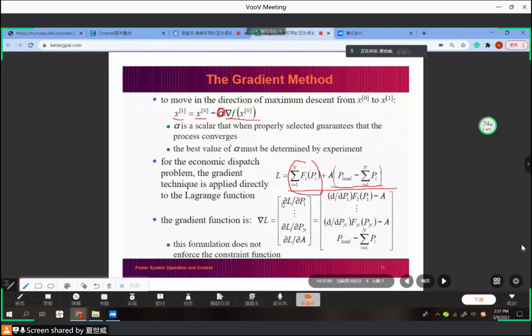And you calculate the first order derivative of L over P1, you will get df1 over dp1. This is for this term. For the second term, you calculate the first order derivative with respect to P1, you will get minus lambda. So this is for dL over dp1. Similarly, you will get dL over dp2. This will be df2.